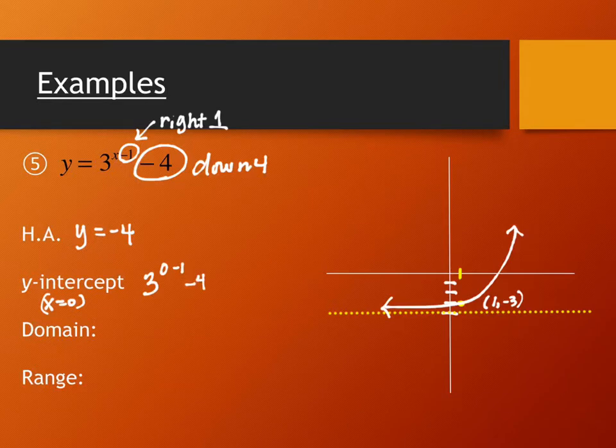So 0 minus 1 is -1. So now I have 3 to the -1. What is 3 to the -1? Then we have to do a little work with our fractions. Does anybody know what that is? Mixed numbers is actually easier. What is it? 3 2/3. Yep. So this is actually -3 2/3.